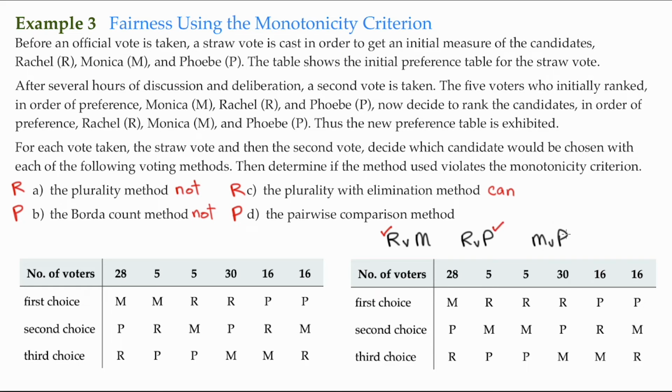Then we'll do Monica versus Phoebe. Monica beats Phoebe here for 28. She beats Phoebe here, that's 33. Beats Phoebe here, that's 38. But then that's it. Phoebe has all the rest, so Phoebe wins. So in a head-to-head, Phoebe beats more of the candidates. In the second election, she also won in the first election. So we will say that the pairwise comparison method does not violate the monotonicity criterion. And there we have it.